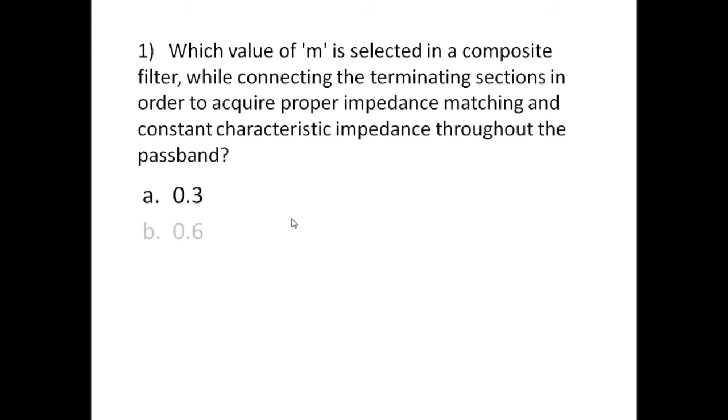Option B 0.6, option C 0.9, and option D 0.12. Now see the question. M is selected in a composite filter while connecting the terminating section in order to acquire proper impedance matching. For proper impedance matching, the M value must be 0.6 in the matching section. So this is the answer.